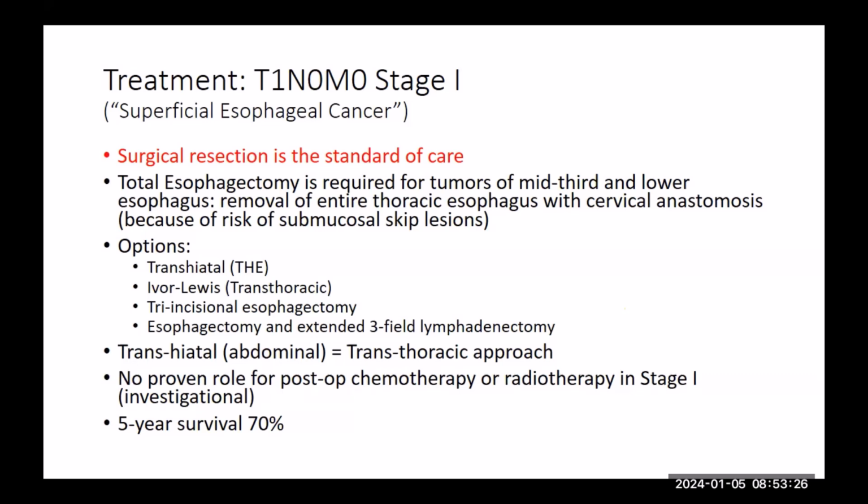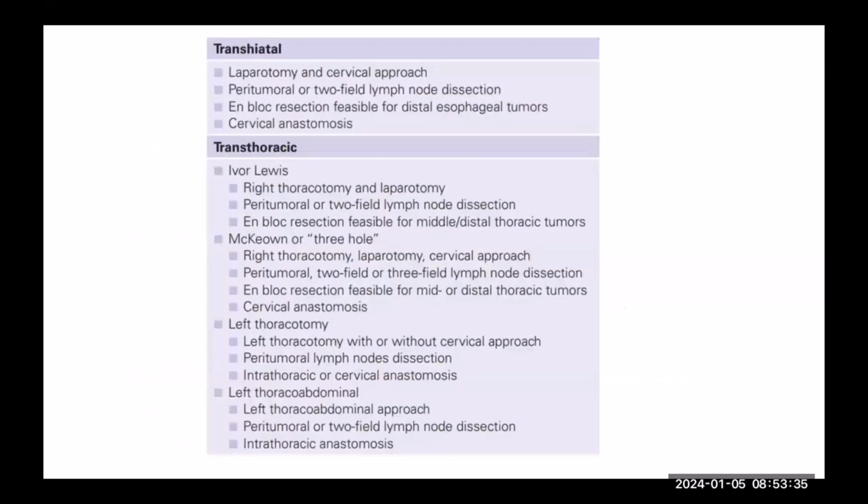Because they have a tendency for skip lesions, because they have very rich lymphatics. So submucosal spread is known in these patients. So we have some options for this patient: transhiatal or transthoracic approach. Both approaches are valid. There are multiple randomized trials on whom we should offer this. So in the transhiatal approach, there will be a laparotomy and cervical approach with the peritumoral or 2-field lymph node dissection, and en bloc resection is feasible for the distal esophageal tumor, and there would be a cervical anastomosis.